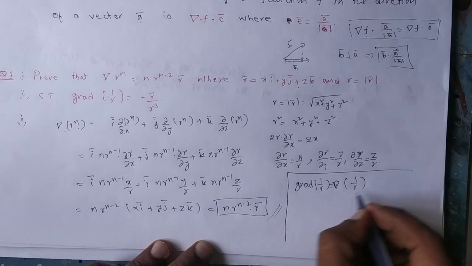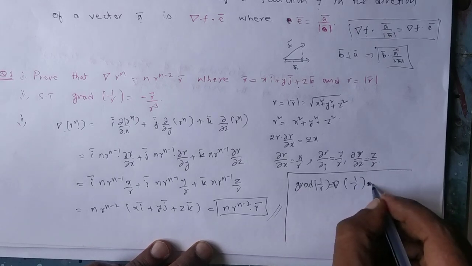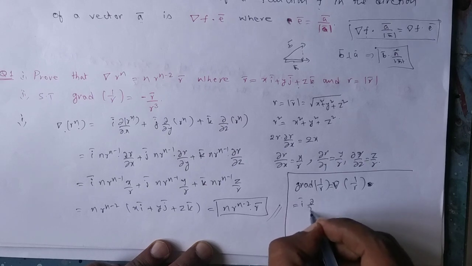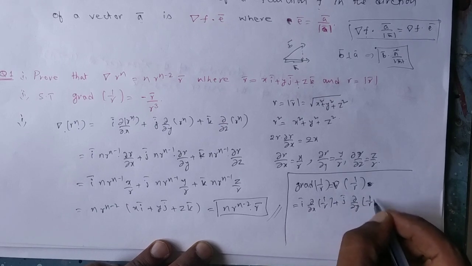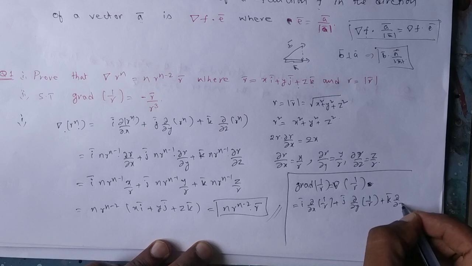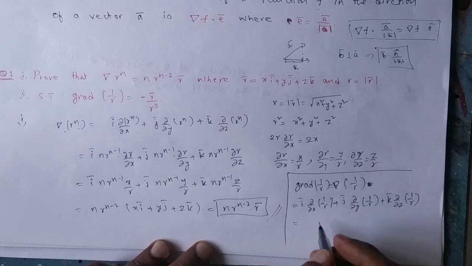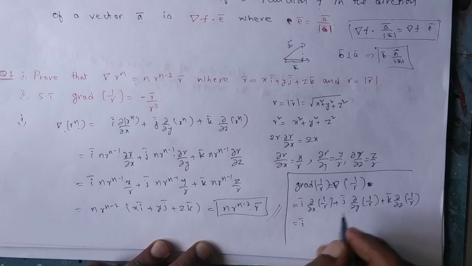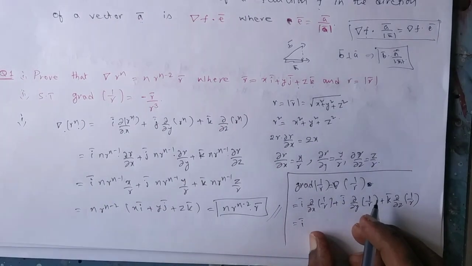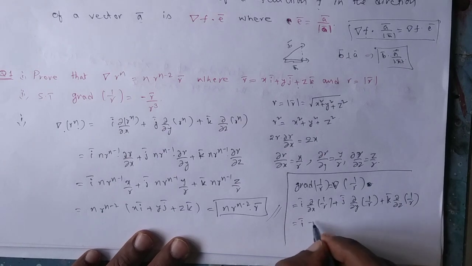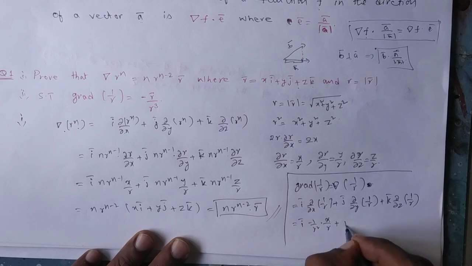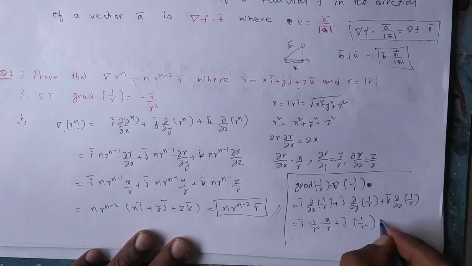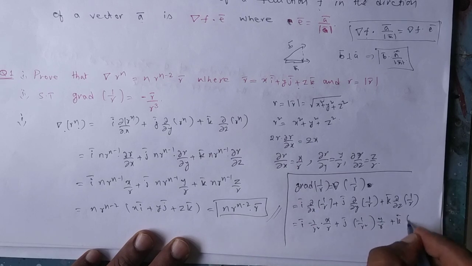We can write del of 1 by r equal to i bar into dou by dou x of 1 by r plus j bar into dou by dou y of 1 by r plus k bar into dou by dou z of 1 by r. So when you take the differentiation here, i bar into, we get the differentiation of 1 by r as minus 1 by r square into dou r by dou x, which is known to be x by r, plus j bar into minus 1 by r square into y by r, plus k bar into minus 1 by r square into z by r.